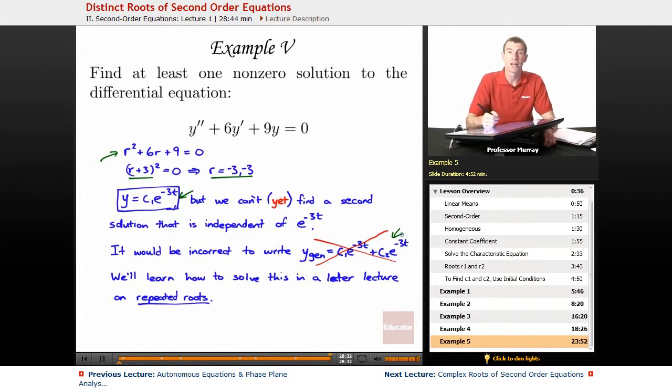So that's the end of our lecture on distinct roots. We'll come back later and start talking about complex roots and repeated roots.